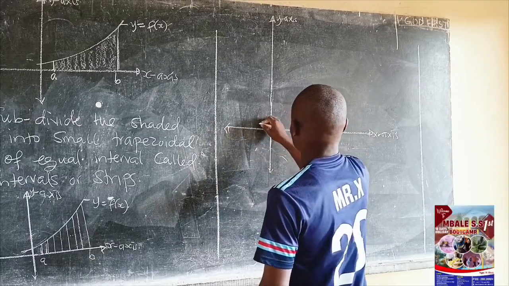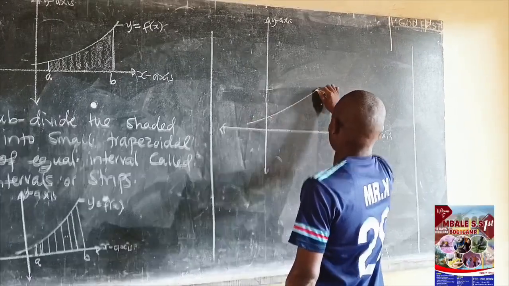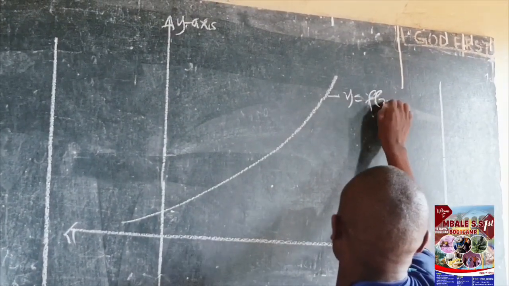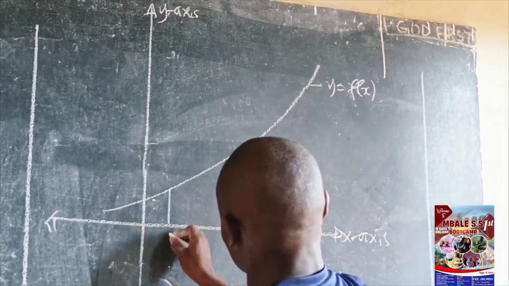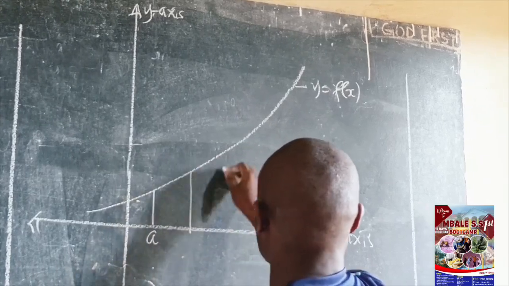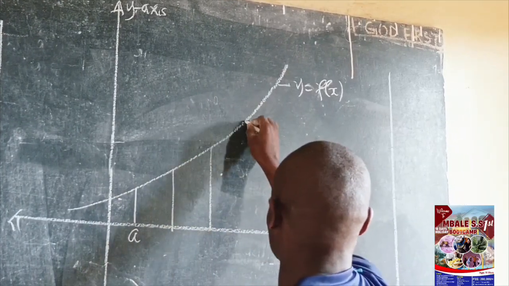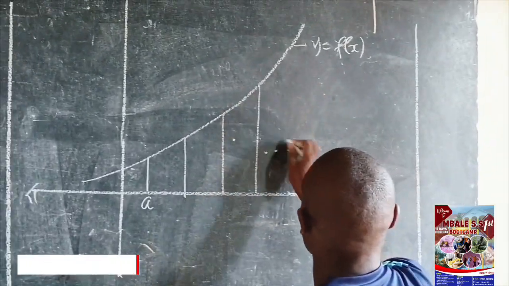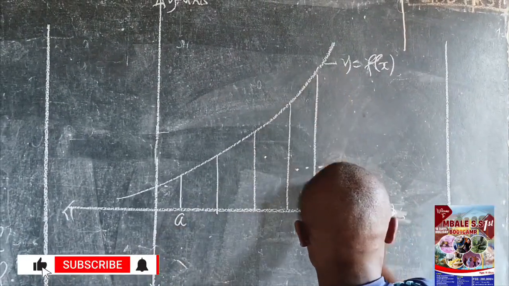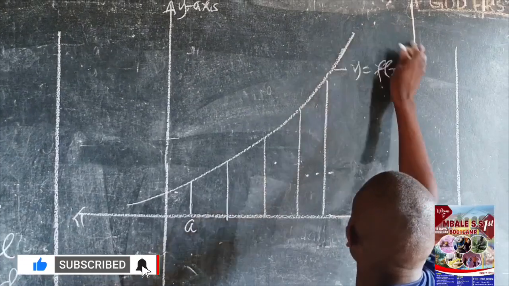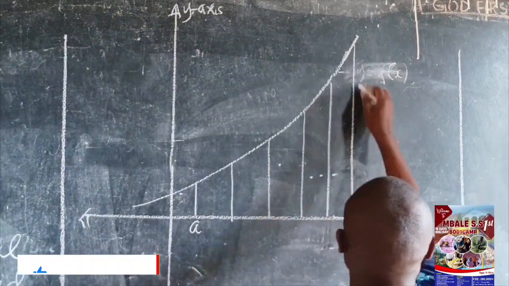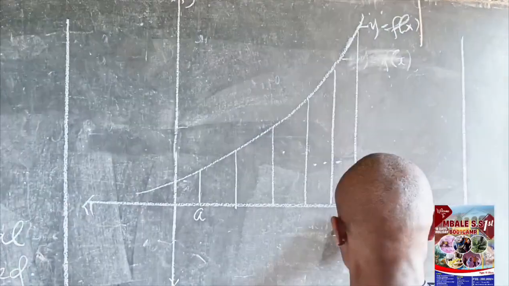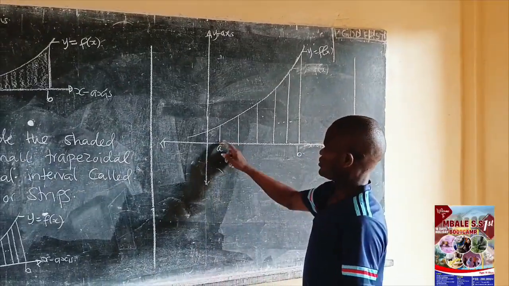Okay, so this is what we have as the curve y equals f of x. Now from A, we are subdividing this into smaller strips, very many of them, up to the nth one, maybe we can call it here, like this. So we are going to use the same intervals.